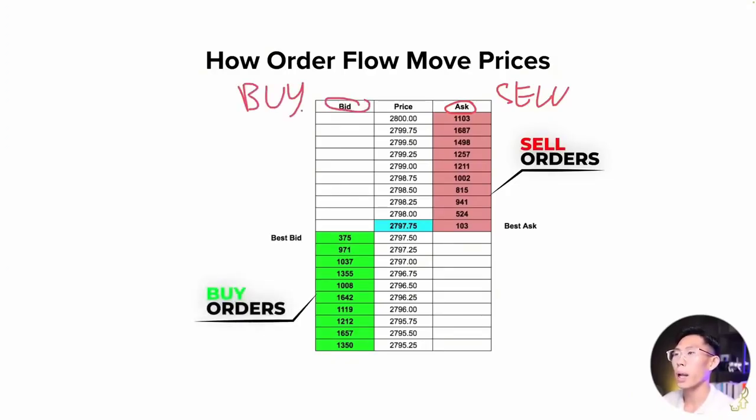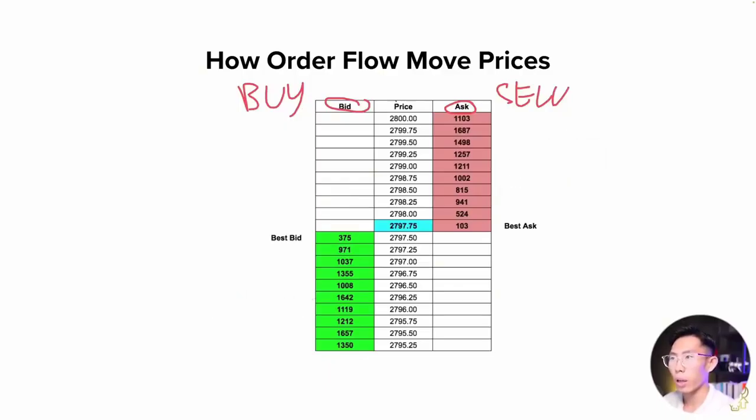Okay, but here's the tricky part, right? These numbers right here represent the amount of orders at the specific price. So this is essentially 1,103 sell orders at this price, and then this is 1,687 sell orders at this price. But you can see this is the market price. This is where the market currently is at right now.